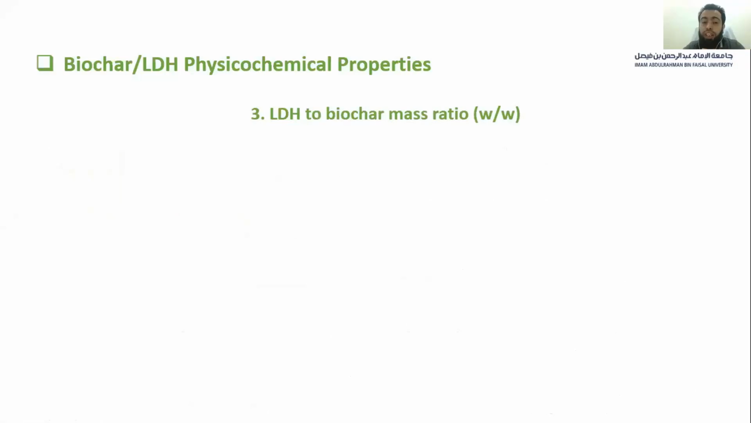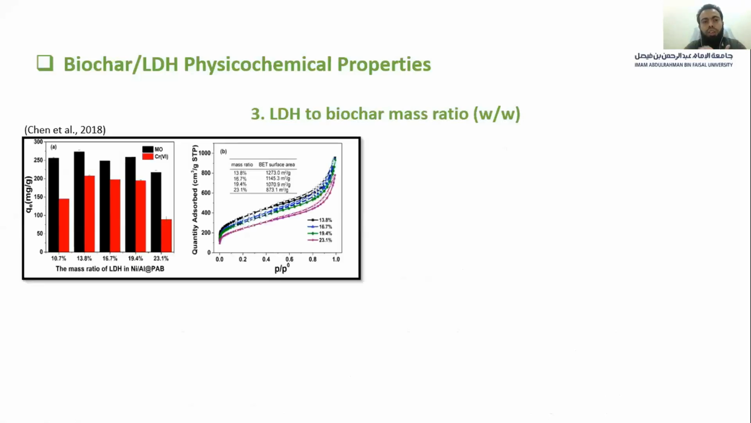The third factor, which is very important, is the LDH biochar mass ratio, that is, the percentage of LDH incorporated onto the biochar surface. Chen et al. produced biochar with different mass ratios of LDH on the surface, and he found very interesting behavior: increasing the concentration of the LDH on the surface of the biochar from 10.7 to about 21.8, the removal performance of the composite for methyl orange and chromium starts to decrease. The reason behind this is the surface area.